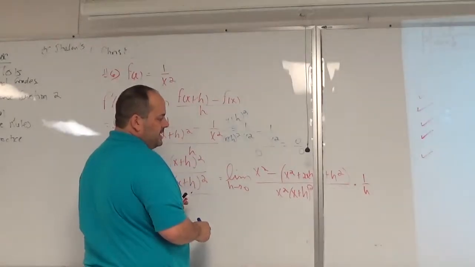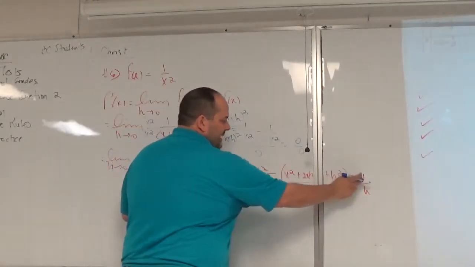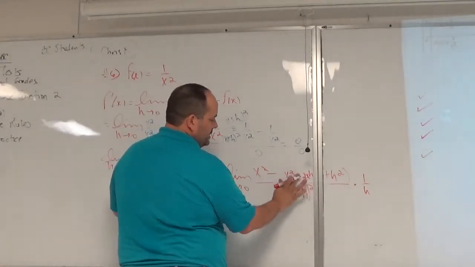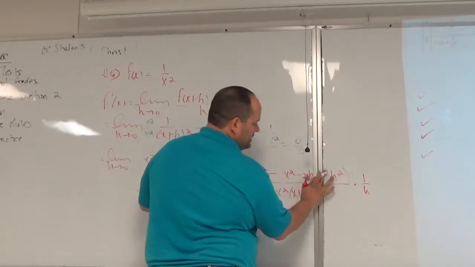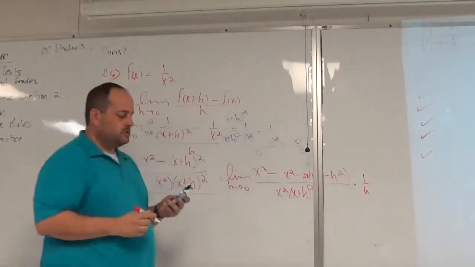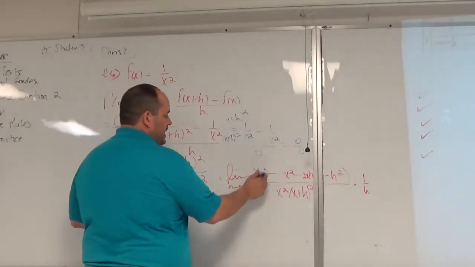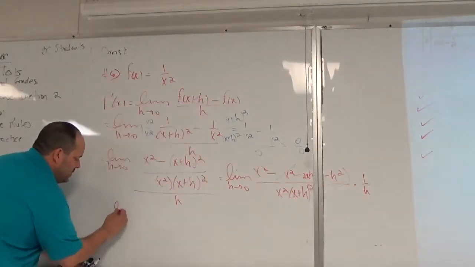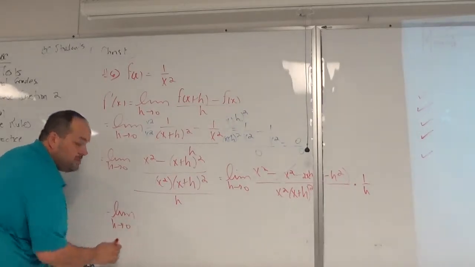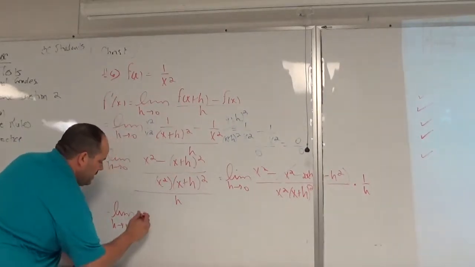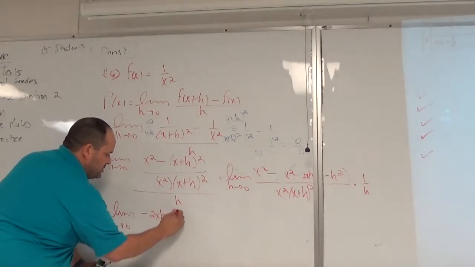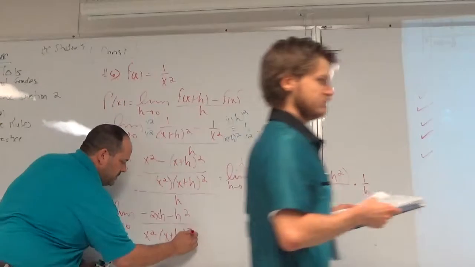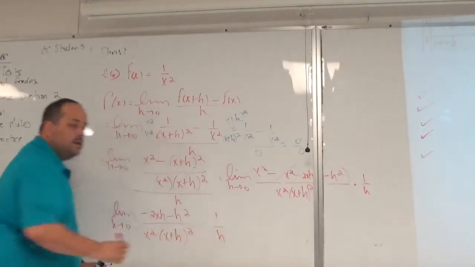All right, other things I can do. x squared minus all this, I'm going to distribute the negative. x squared minus x squared minus 2xh minus h squared. The x squared and the negative x squared cancel. That leaves me with the limit as h approaches 0 of negative 2xh minus h squared over x squared times x plus h squared, times 1 over h.